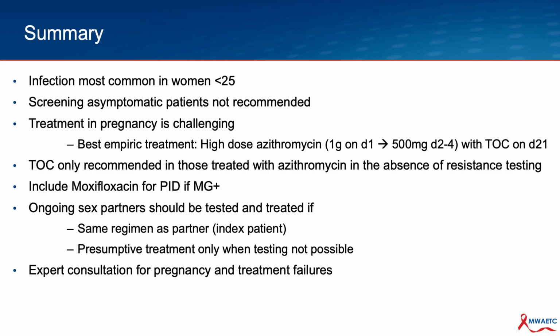Test of cure is only recommended in those treated with azithromycin, such as pregnant people, in the absence of knowing resistance testing, and not for people whose symptoms have just resolved or as a matter of standard course. Include moxifloxacin in PID if you know there is genitalium. The other treatments do not treat it well. And ongoing sex partners should be tested and treated with the same regimen as the patient, and presumptive treatment only when testing is not possible. So conversely to gonorrhea and chlamydia, where we still do a lot of empiric treatment, we really test and treat people for MGen, mainly because of the treatment option limitations.